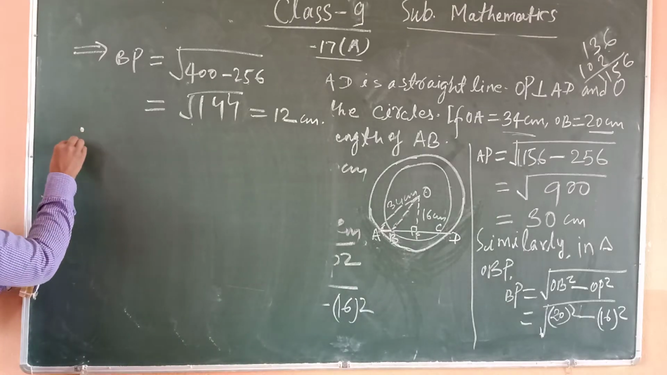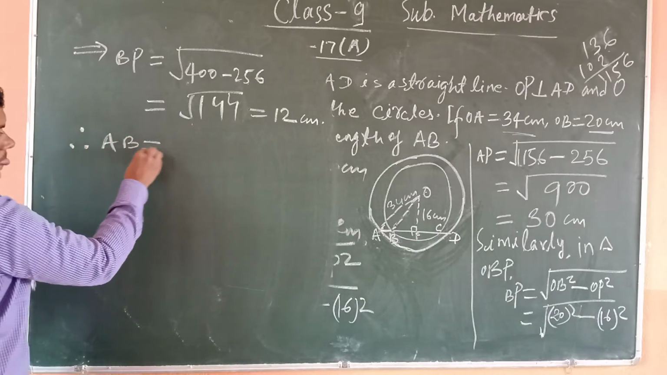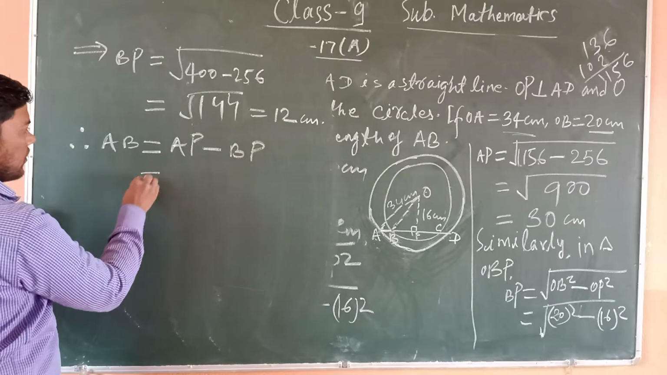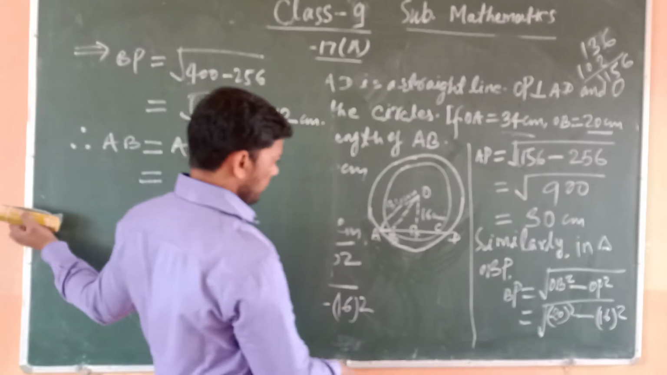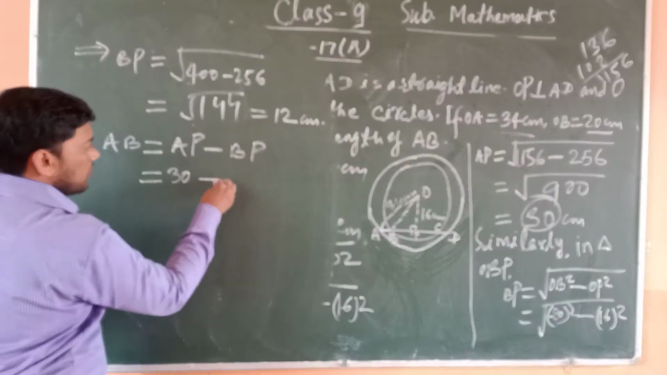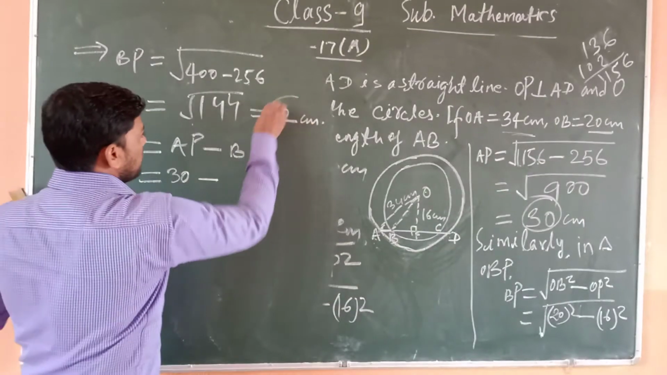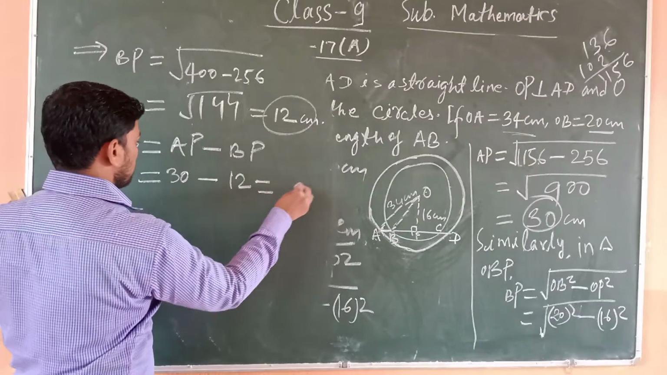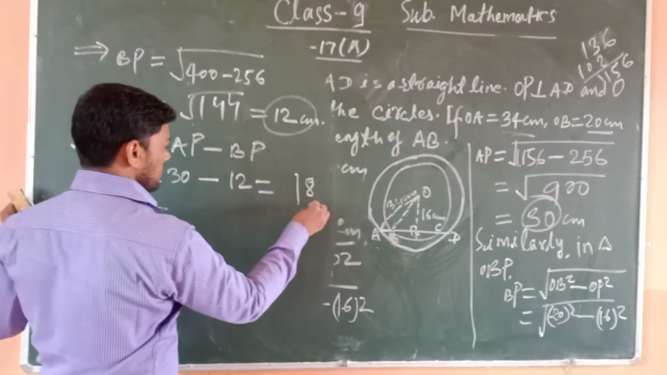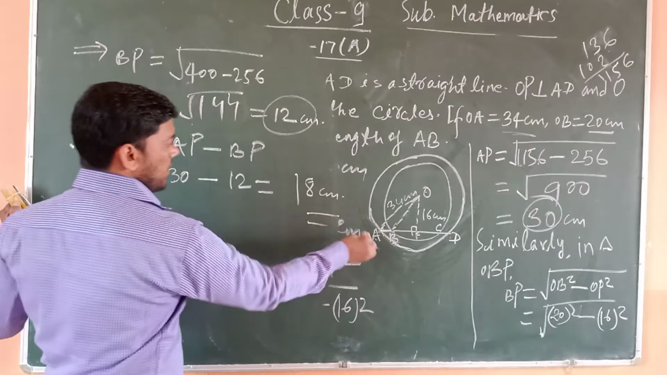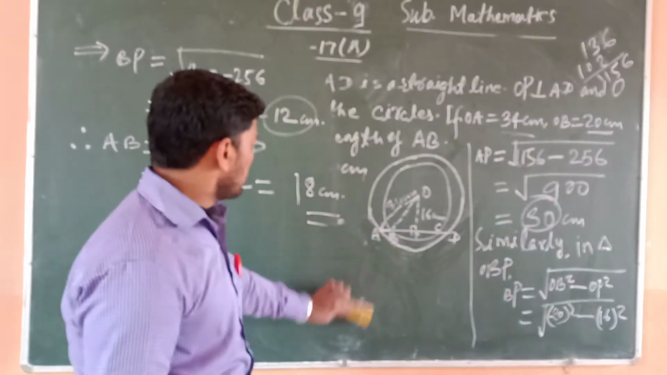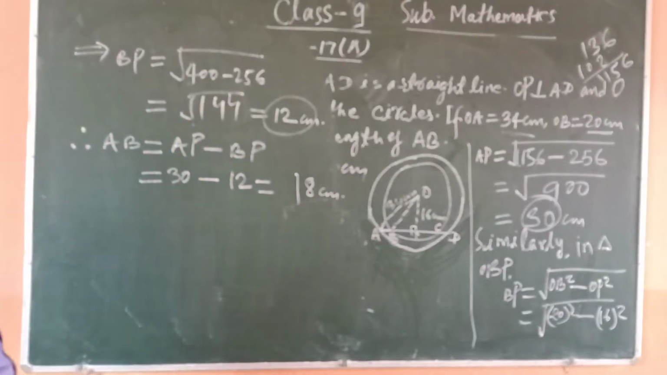So therefore AB is equal to AP minus BP. Length of AB is 30 centimeter minus length of BP 12 centimeter. Length of AB is 18 centimeter.